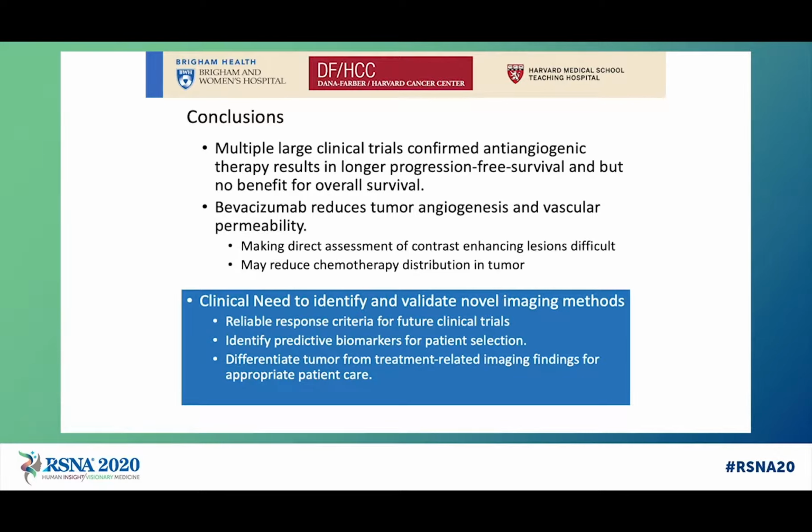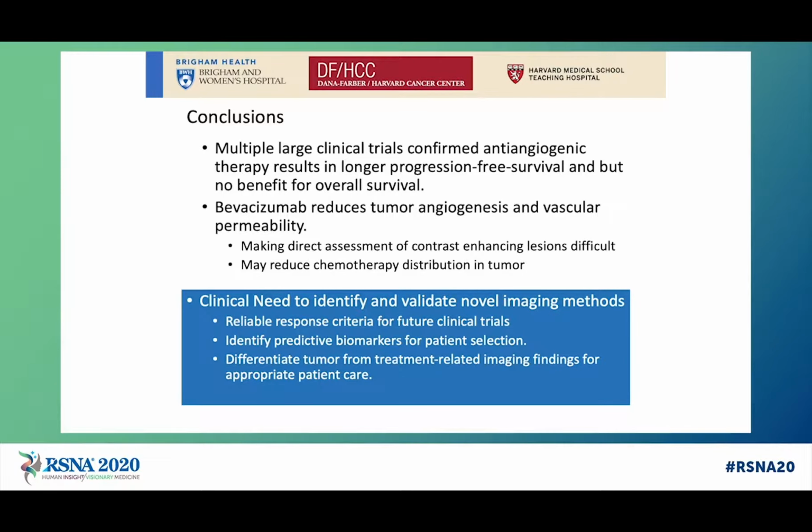So in conclusion, we learned from these clinical trials of anti-angiogenic therapy that these agents provide benefit for symptom control but no impact on patients' overall survival. With perfusion imaging, we learned that there is reduced tumor angiogenesis and vascular permeability, and this effect makes evaluation of tumor challenging on post-contrast T1 weighted sequence without advanced processing such as T1 subtraction methods. There's also evidence that anti-angiogenic therapy reduces the uptake of chemotherapy agent in tumor.